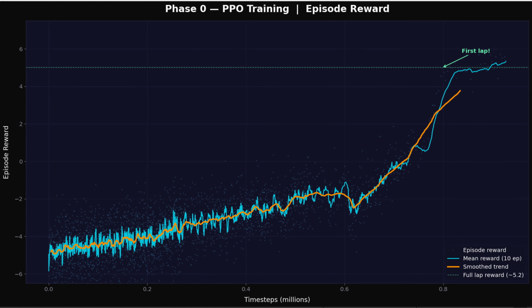do a full lap. And this type of shape in this graph is typical of a reinforcement learning problem. Long plateaus and sudden jumps. The exploration phase is doing invisible work the whole time until eventually all the pieces connect together and the agent finds a complete solution.